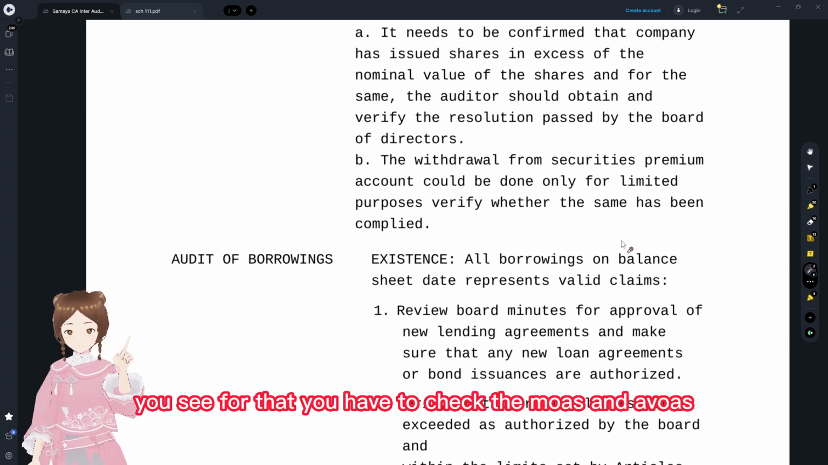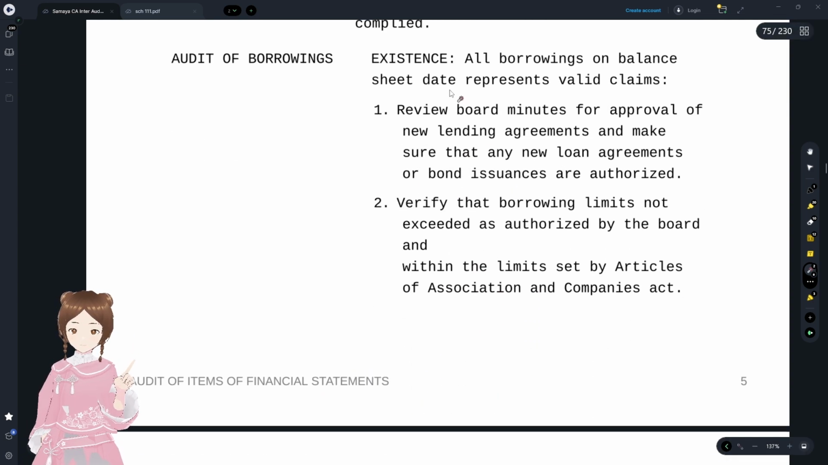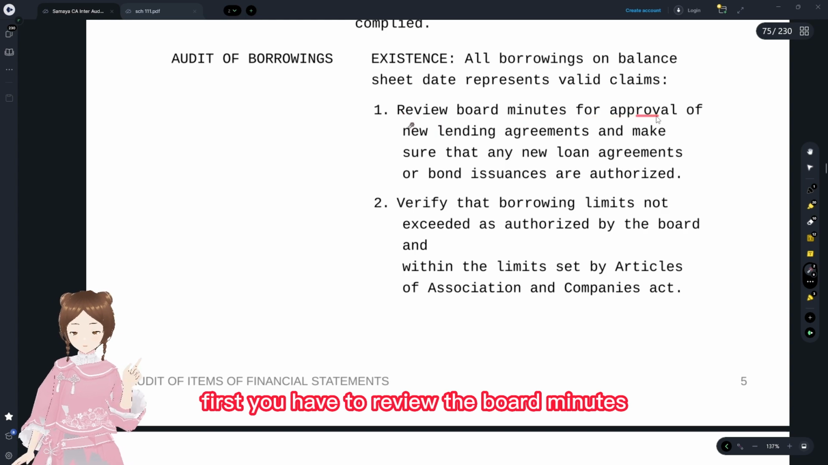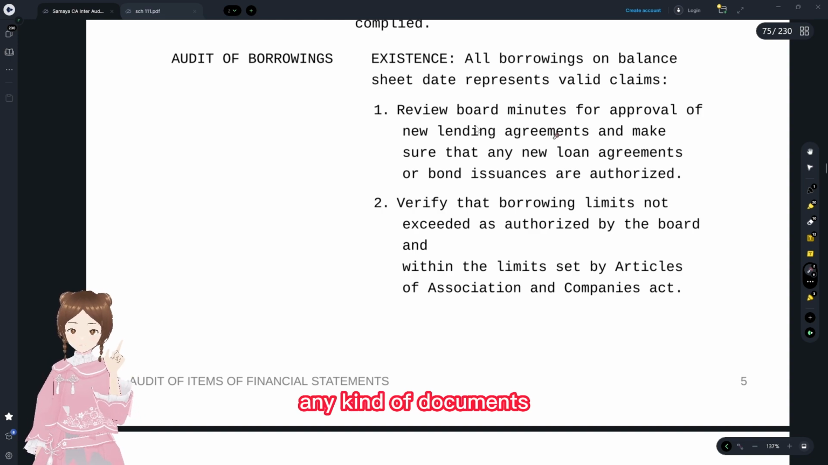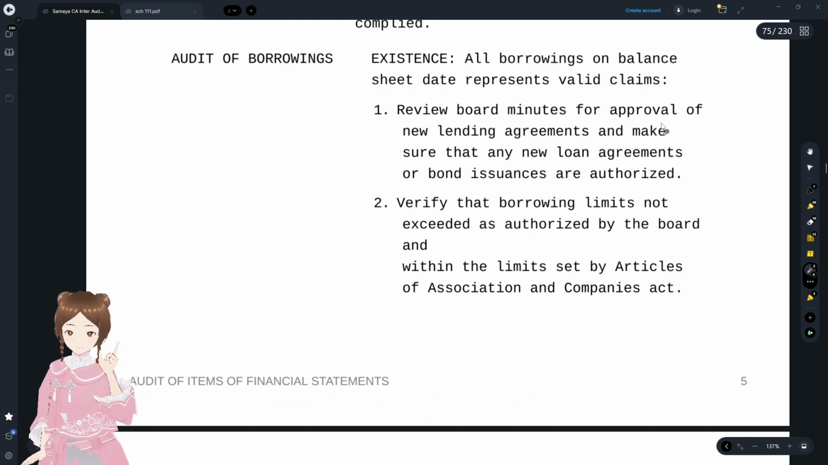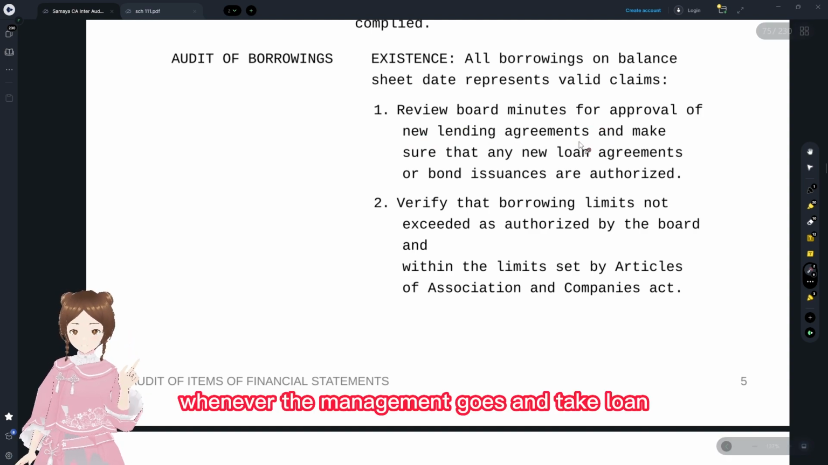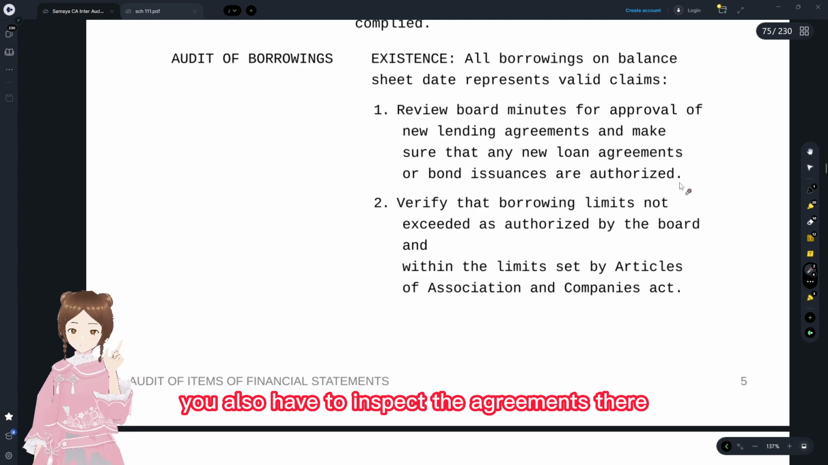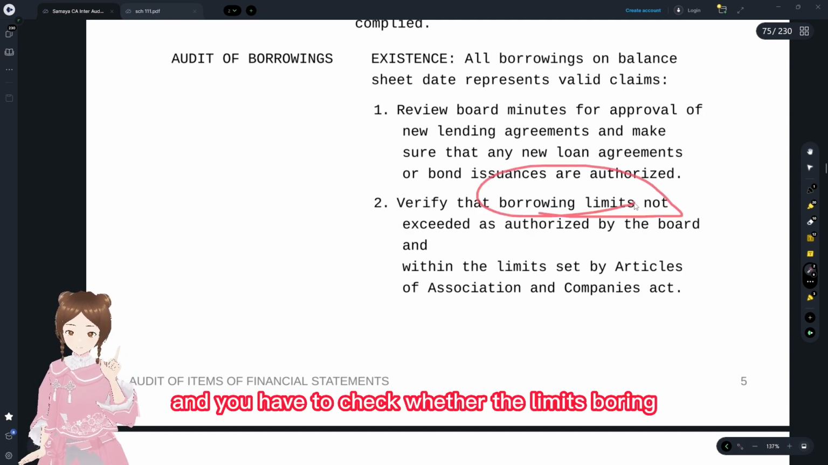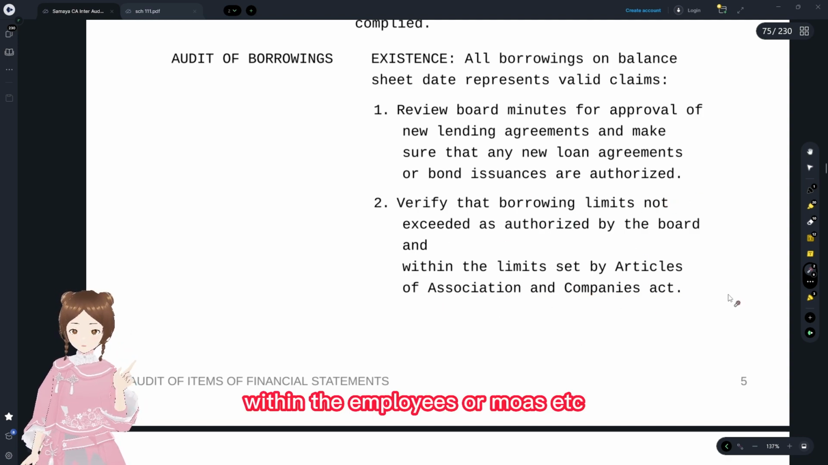You see, for that you have to check the MOAs and AOAs, and we'll see it now. For existence, what we have to check as an auditor. First, you have to review the board minutes. You could also use the word inspect for any kind of documents. You could inspect the board meetings and approvals of loan agreements, etc. Whenever management takes a loan, there will be a loan agreement also, right? You also have to inspect the agreements, and check whether the borrowing limits were exceeded or not. The limits were there within the AOAs or MOAs, etc.